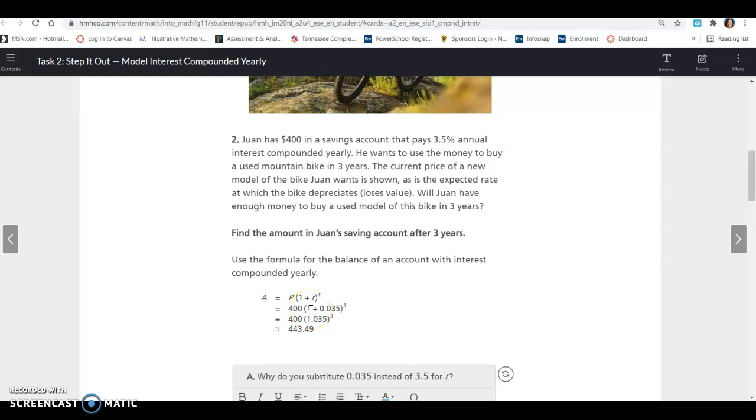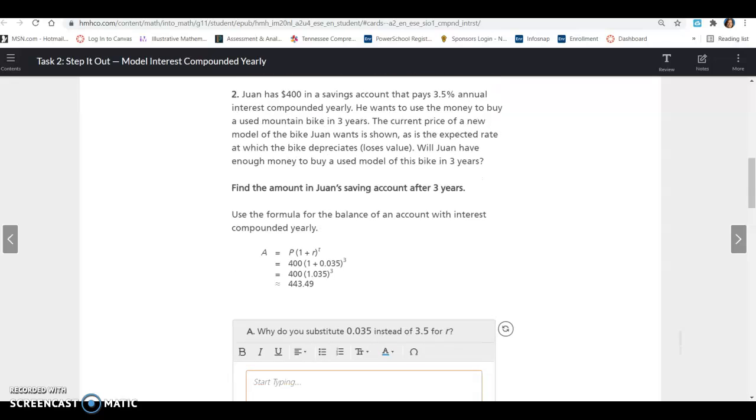And then the interest rate is 3.5%. So you have to change a percent to a decimal. Remember, to change a percent to a decimal, you move the decimal 2 places to the left. If you do that, you get 0.035. All right, we want to know how much he'll have after 3 years. So T is 3. And then we can just plug this in the calculator and get $443.49. So if Juan starts with $400, in 3 years he will have $443.49 in his savings account.